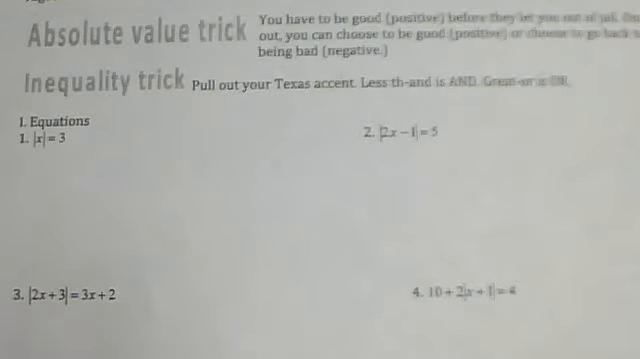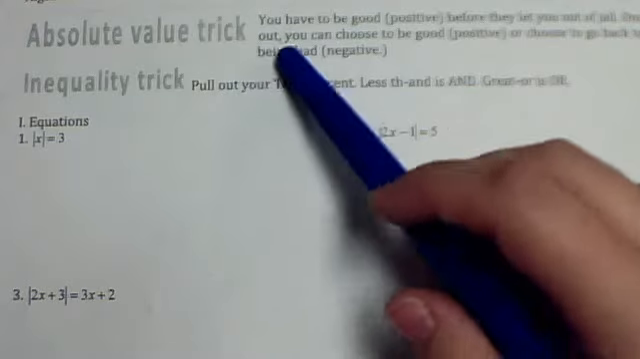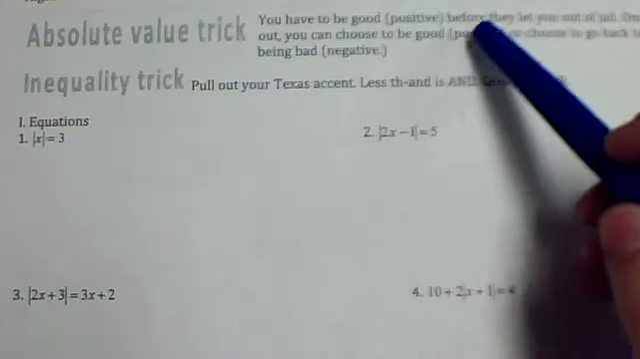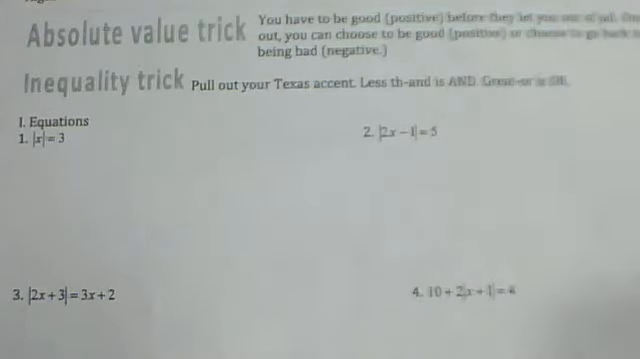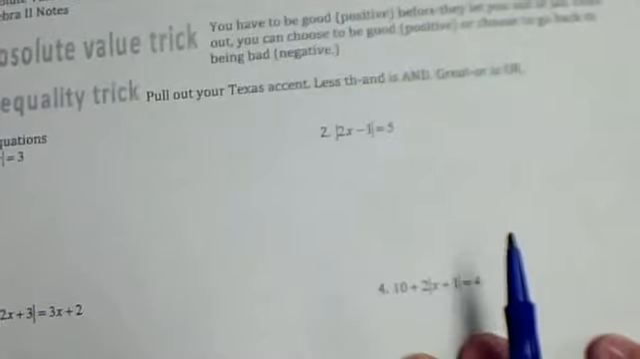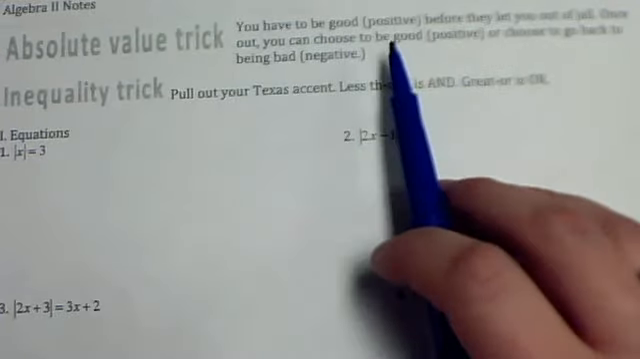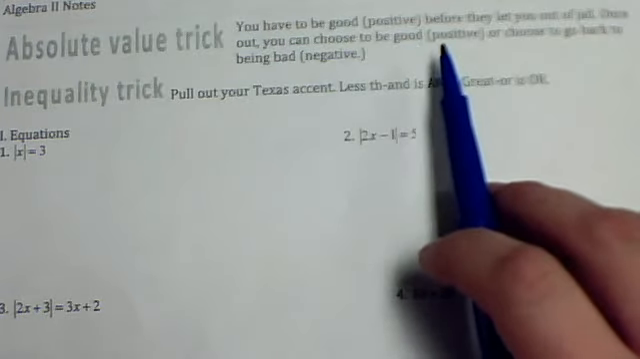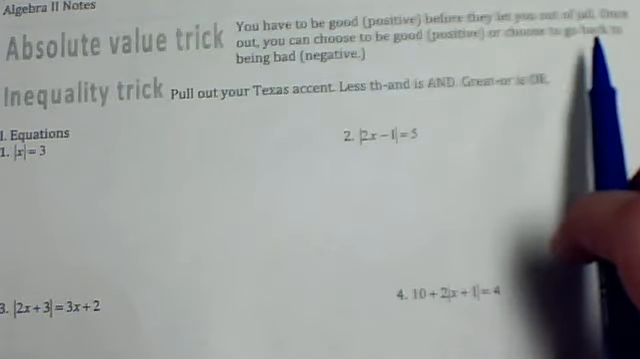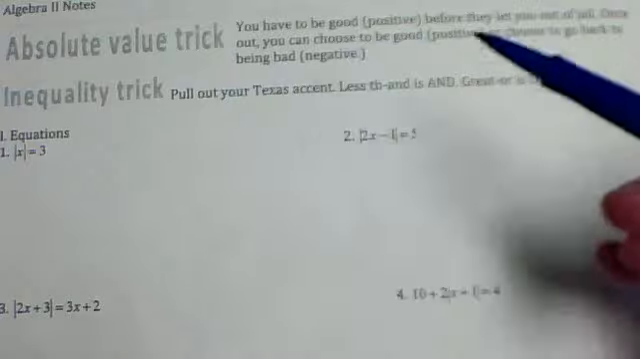Alright, so today we talked about absolute values and how to solve those. The absolute value trick is, first, you have to be good, so that means positive, before they can let you out of jail. The jail would be those bars. So your answer needs to be positive before you can take those bars away. Once you get out of jail, you can either choose to be good, so choose to be the positive number, or you can choose to go back to being bad, so negative.